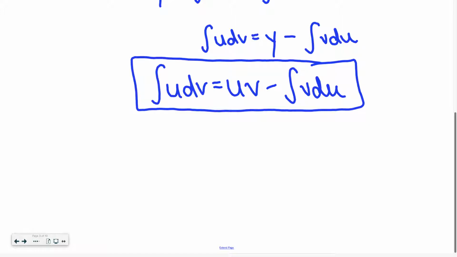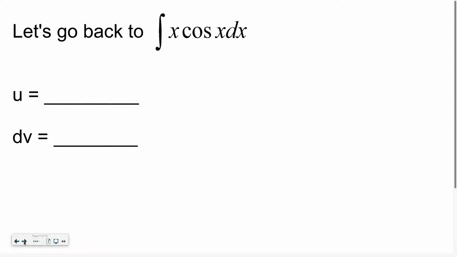So, let's go back to the integral we started with not knowing how to do. And let's just forget about the 0 to pi over 2, okay? Go ahead and write the integral of x cosine of x dx.